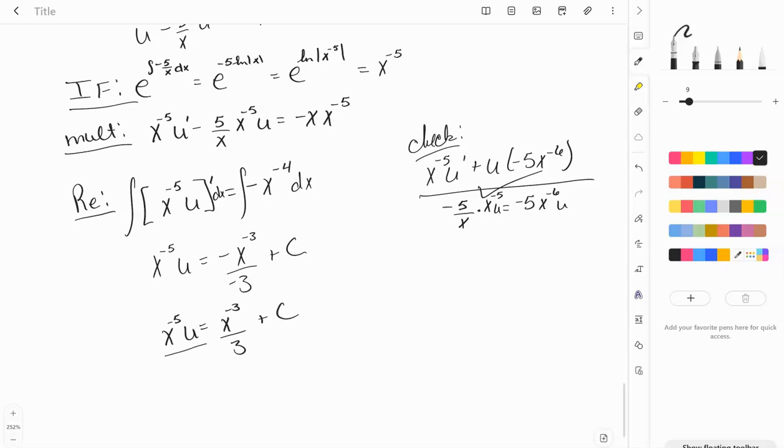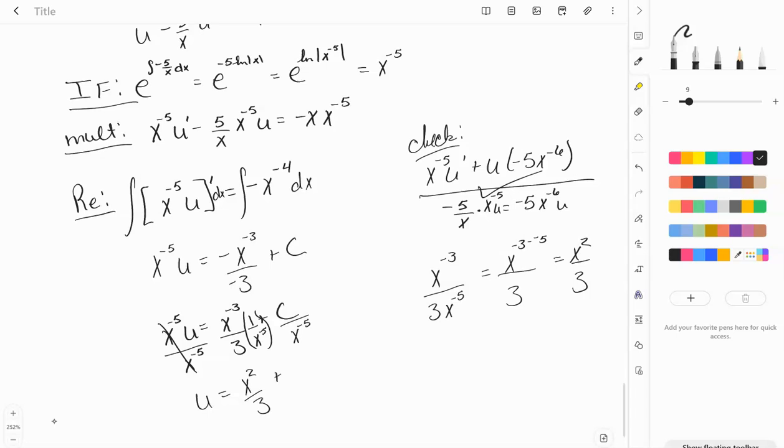And then I want to get u by itself. So I'm going to divide everything by this. I'm dividing by a positive there. Sorry about that. So I'm going to get u by itself. We've got to simplify these exponents. So what I really have is x to the negative 3 over 3 x to the negative 5. We subtract those exponents. We're going to have negative 3 minus negative 5, which is going to be an x squared. And then I'm just going to move that negative exponent back to the numerator.